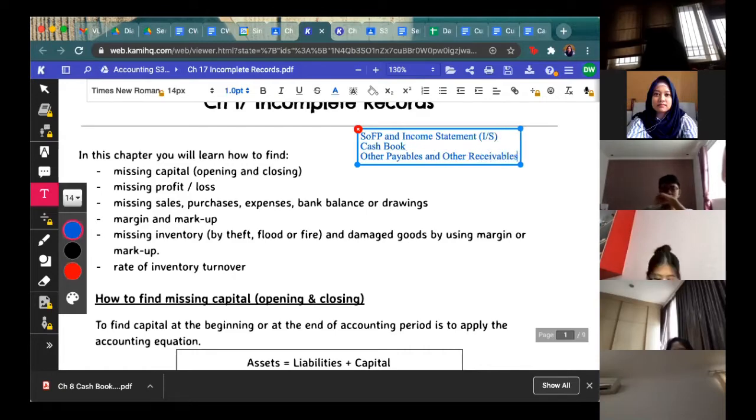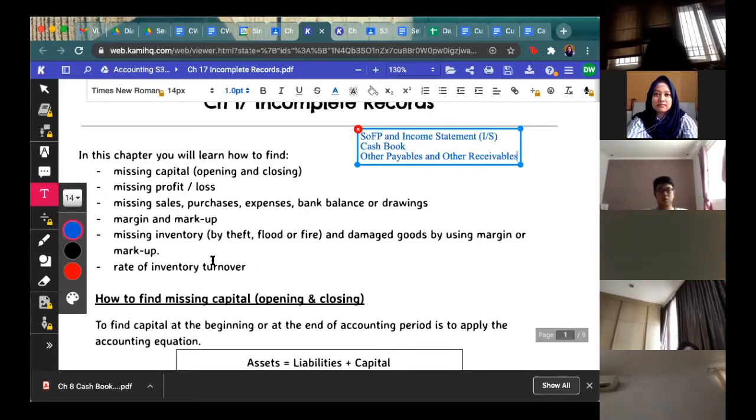They are all connected. So in this chapter, you will learn to find missing capital, opening or closing, missing profit or loss, missing sales, purchases, expenses, bank balance or drawings, margin and markup. Missing inventory can be by theft, flood or fire, or damaged goods, by using margin or markup, and rate of inventory turnover. Yeah, you will study a lot in this chapter.